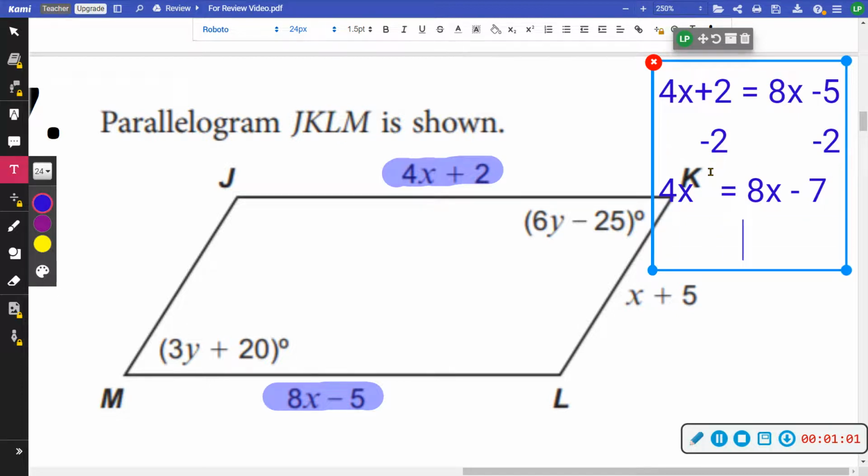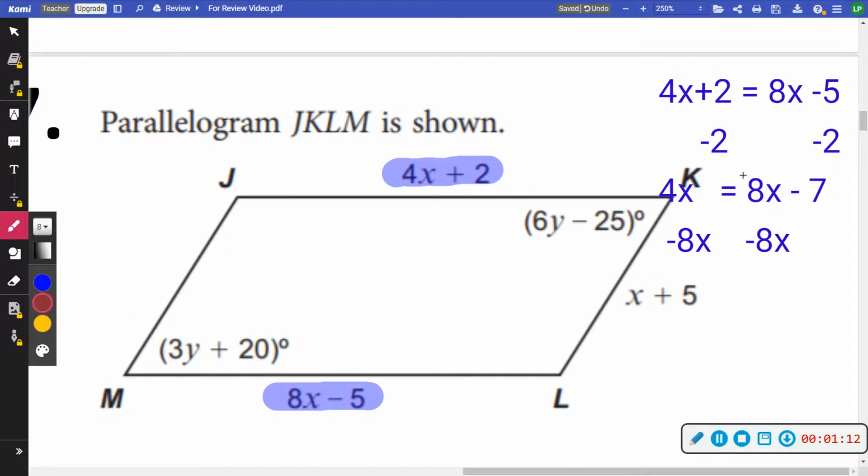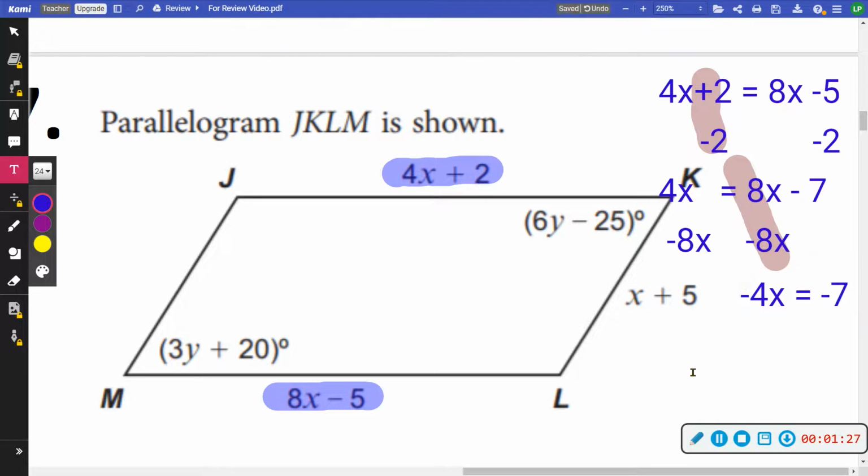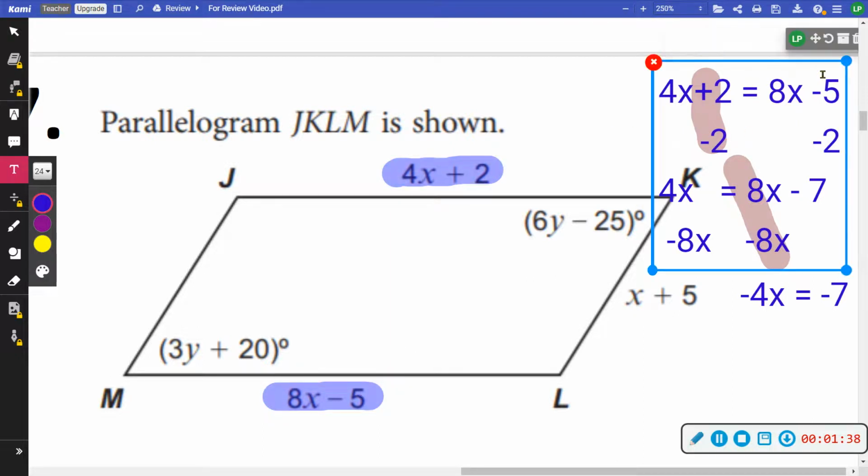Subtract 8x from both sides. Those go away. So those go away. Those go away. And we got 4 minus 8, which is negative 4. So I get negative 4x equals negative 7. Now, when I divide by negative 7, I'm going to get a fraction. So let me just double check my work. 4x plus 2 equals 8x minus 5. That would be correct. Subtract 2. Subtract 2. That would be negative 7. That would be negative 4.